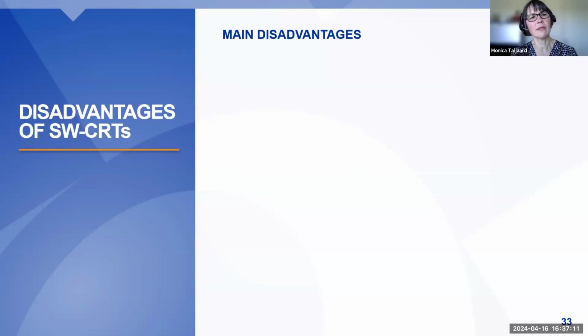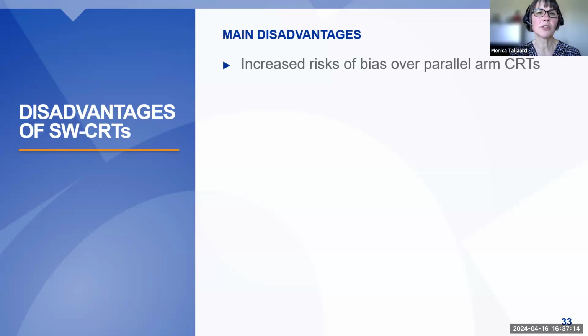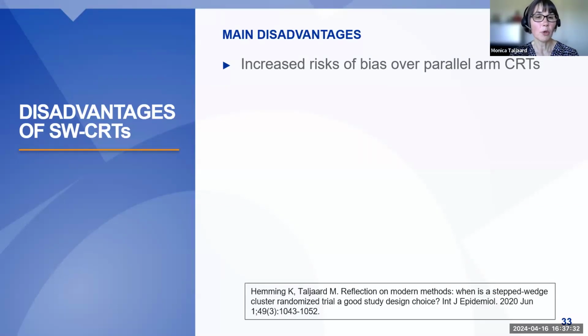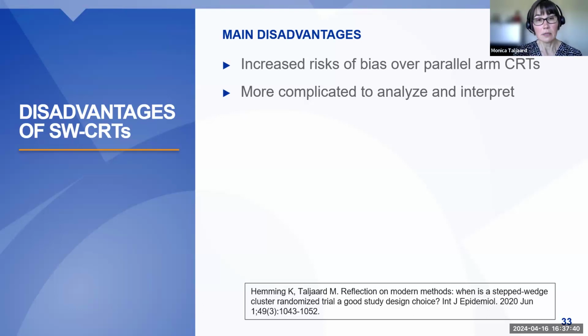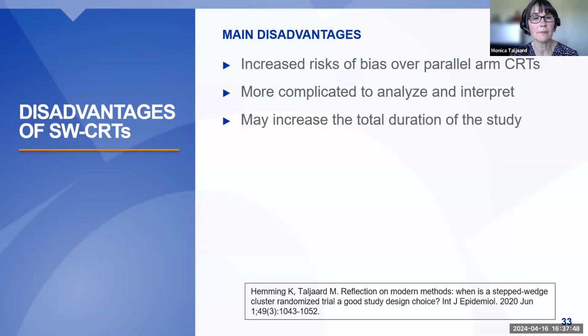Now, the disadvantages, I think you may already have guessed, mostly involve increased risk of bias over parallel arm designs. I mentioned earlier the confounding by secular trend. We could have bias due to the time-varying intervention effect. Those are concerns with a stepped wedge design. We cover some of these in the paper below if you're interested in more discussion about this. As I mentioned, the design is also more complicated to analyze and interpret, so you definitely need to involve a statistician experienced with this design.